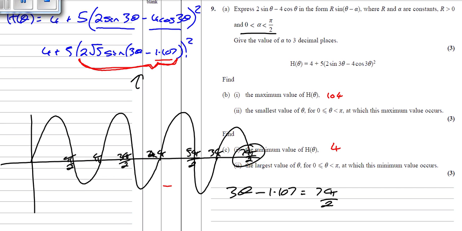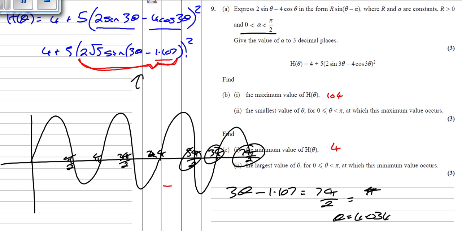So if we do that, 7 pi over 2 plus 1.107 divided by 3 is 4. So that means theta equals 4.034. So that's not going to work. Let's try it with 3 pi and see if that gives us an answer in between 0 and pi over 2.